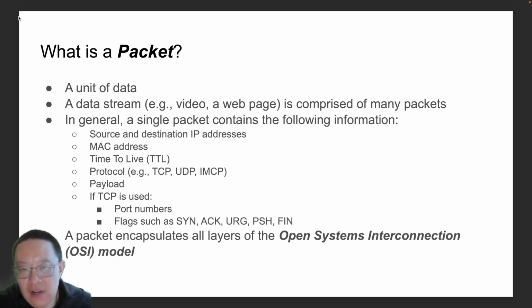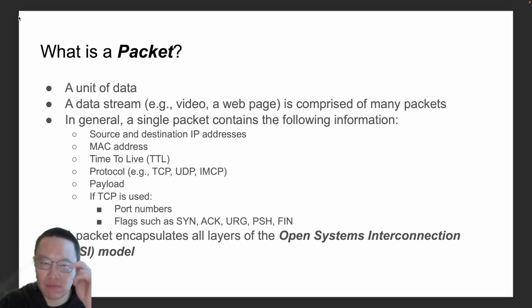So generally speaking, a single network packet contains the following information: source and destination IP addresses, MAC address, time to live, protocol, payload, and if the protocol is TCP, which is commonly used, you'll get things like the port number and TCP flags as well, such as SYN, ACK, URG, PSH, and FIN.